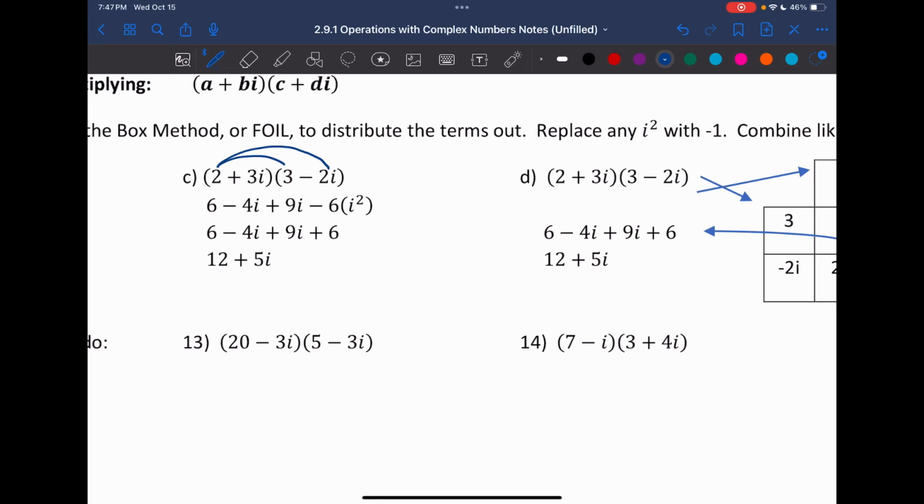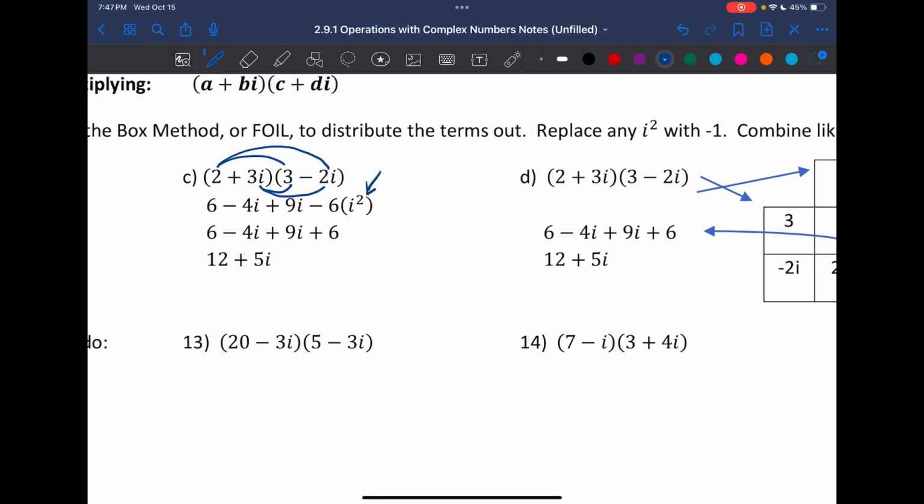Outer. 2 times -2 is -4, but then there's still an i. Just like when I had x's, I'm just going to put the i after that. 3i times 3 is 9. 3i times -2i is -6i squared.